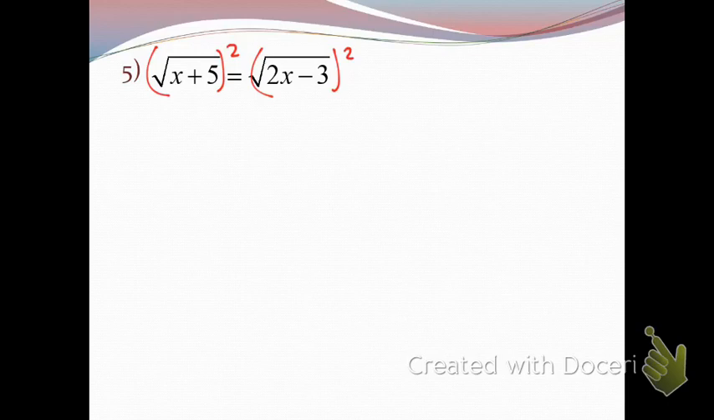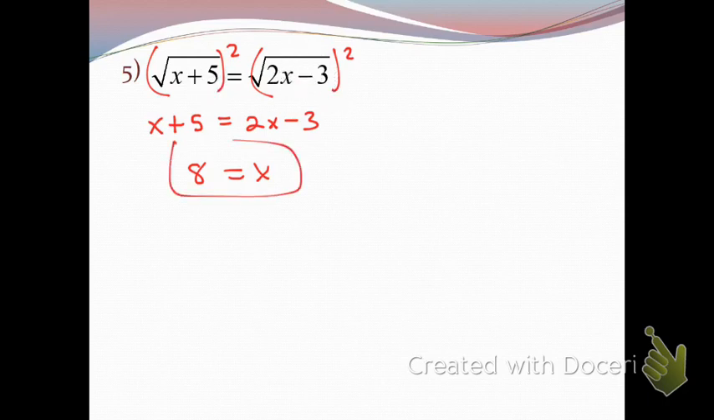So when I square both sides, I have x plus 5 equals 2x minus 3. So I'm going to subtract x, gives me x, add 3, x equals 8. Check it. 8 plus 5 is 13. Square root of 13. That's okay. 2 times 8 is 16 minus 3. Does square root of 13 equal square root of 13? I'm good. Just because it doesn't become a perfect square doesn't mean it's wrong.